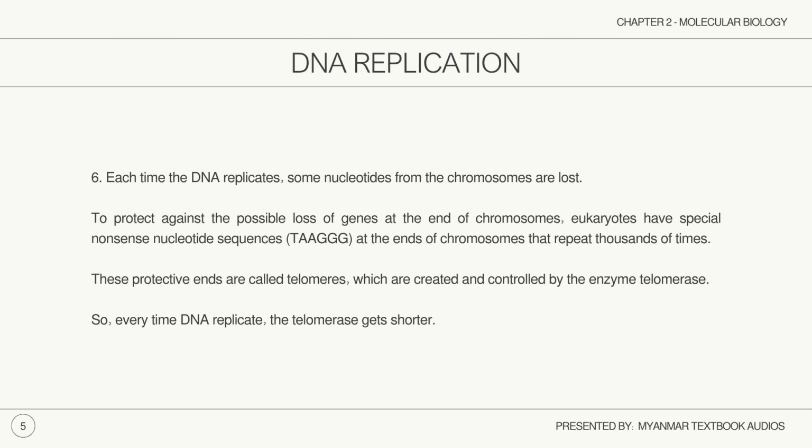6. Each time the DNA replicates, some nucleotides from the chromosomes are lost. To protect against the possible loss of genes at the end of chromosomes, eukaryotes have special nonsense nucleotide sequences, TAAGGG, at the ends of chromosomes that repeat thousands of times. These protective ends are called telomeres, which are created and controlled by the enzyme telomerase. So every time DNA replicates, the telomere gets shorter.